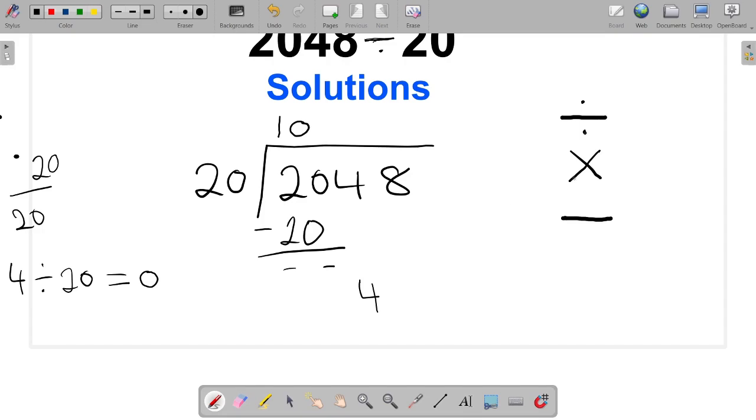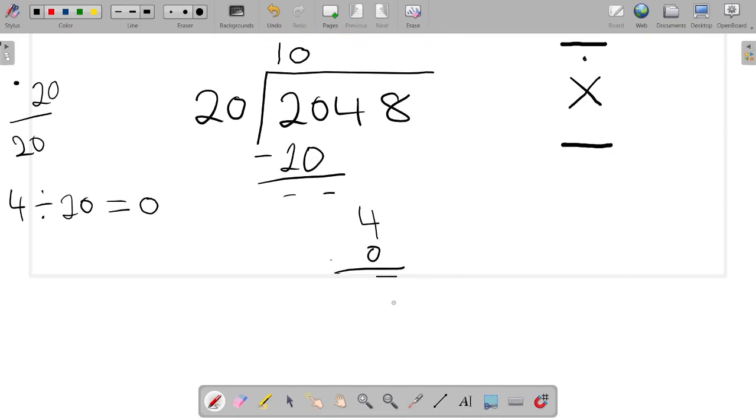Then the next operation is multiplication. 0 times 20 will give you 0. Good. Then you take 0 from 4. It's the same 4 that you get. So you write 4 like this. Then we are done. Let's move to the next digit, which is 8. You bring the 8 down to the 4 like this. So here we have 48.